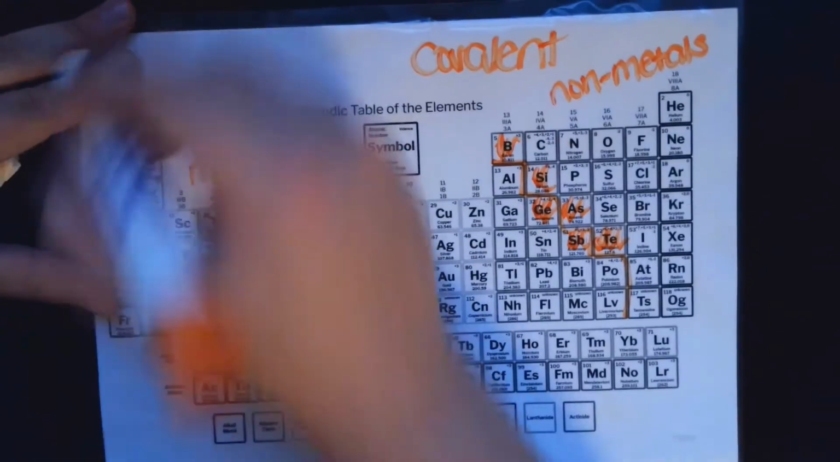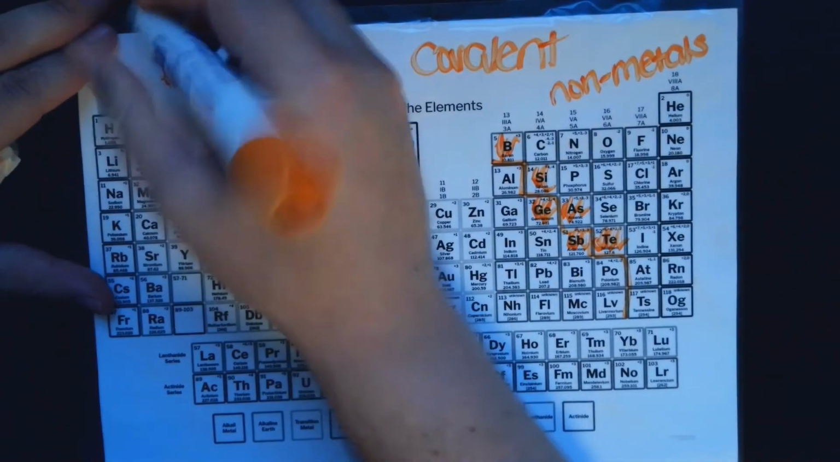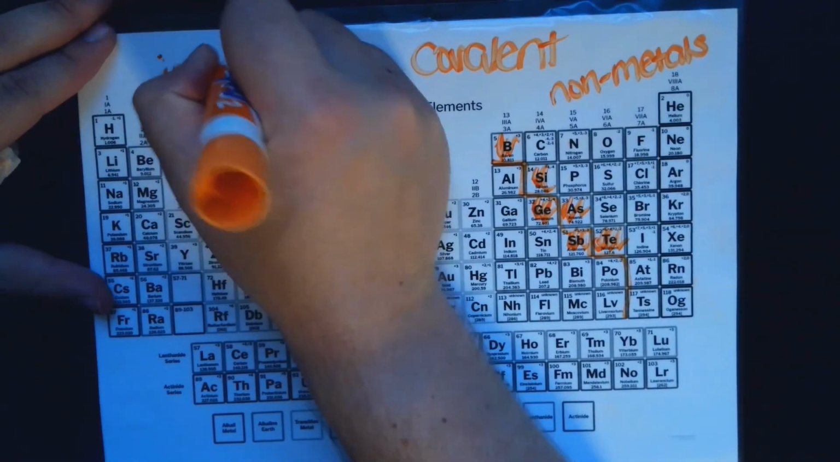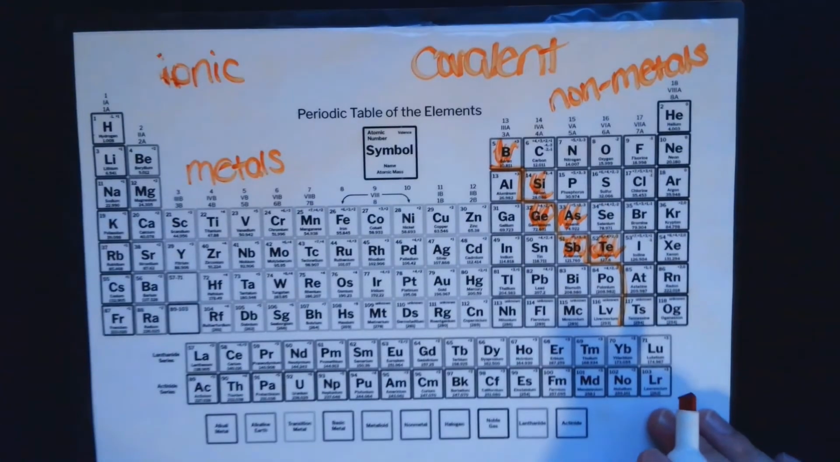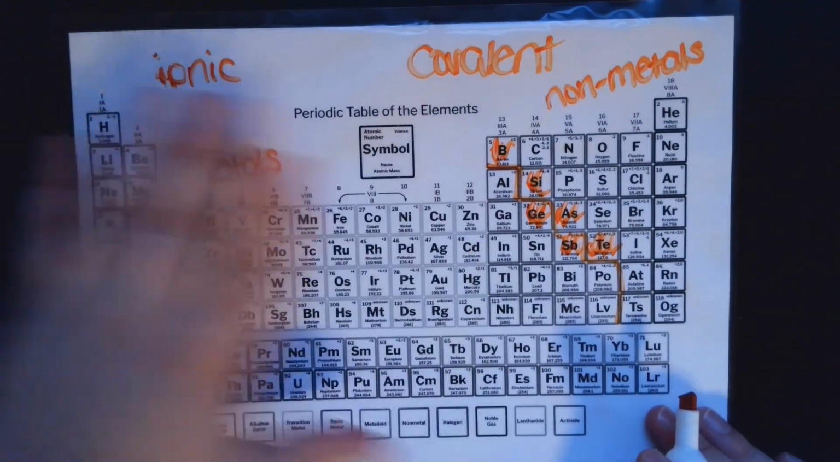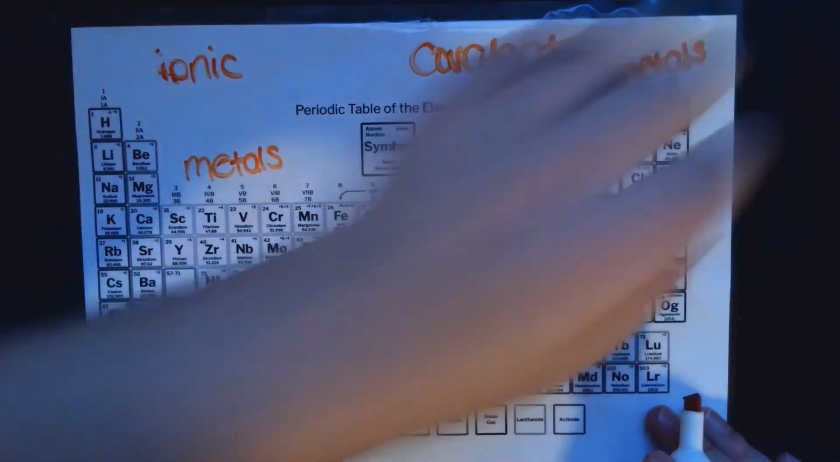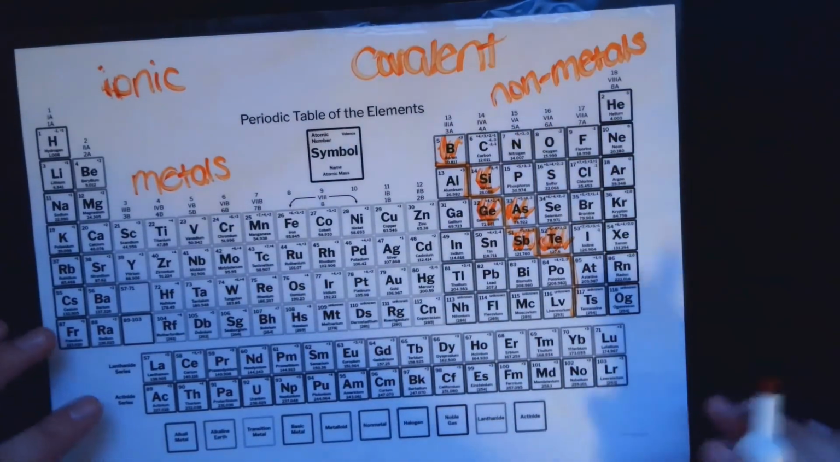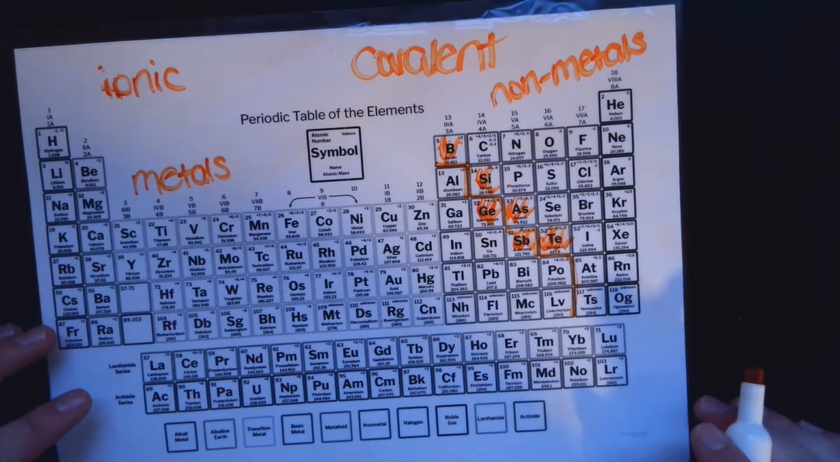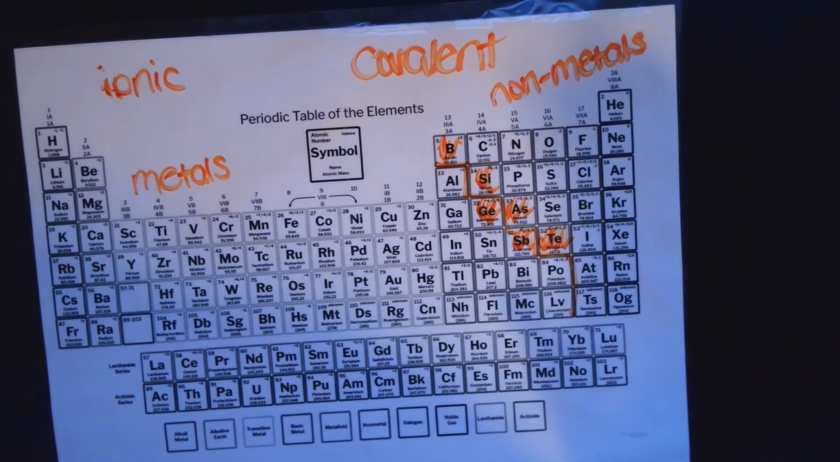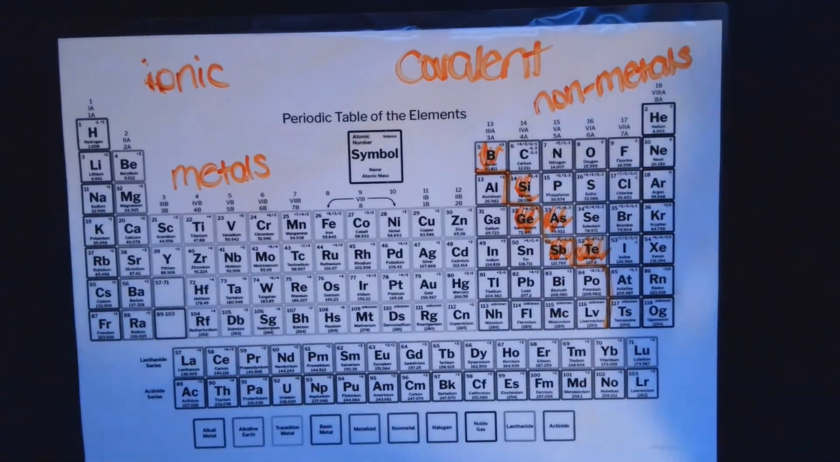Ionic compounds, however, have metals bonded to nonmetals. So ionic compounds will have some contribution from elements over here and some contribution from elements over here. And that is a basic rundown of some of the key groups on the periodic table. Hopefully you can keep that in mind as we discuss more of these things moving forward.